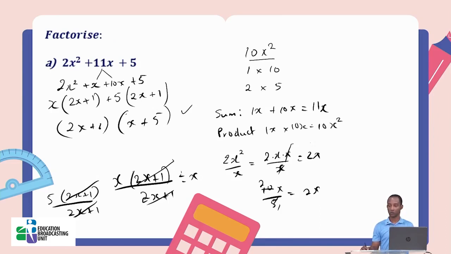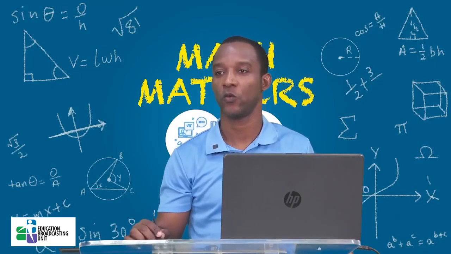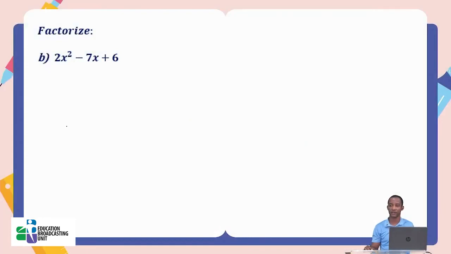Let us look at the second question. We are asked to factorize 2x squared minus 7x plus 6. Using the same approach, we're going to multiply the quadratic term, that is the 2x squared, by the constant term, which is 6. When we multiply these, 2x squared times 6, we get 12x squared. Now we're going to express 12x squared as a product of its factors.